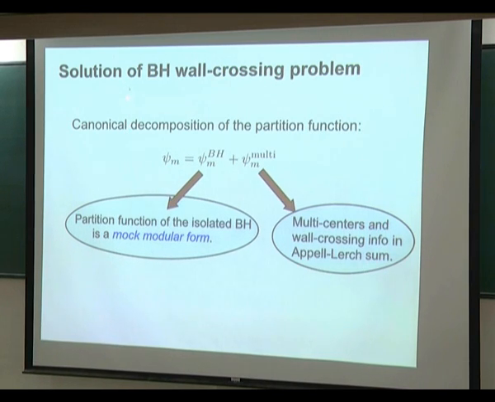So the answer is that these functions psi_m can be canonically decomposed into 2 functions, one of which we call the black hole partition function, the other one we call the multi-center black hole partition function. The black hole degeneracies are coefficients of this object, and the multi-centered degeneracies are coefficients of this. There's a unique way to do this, and the point is that this partition function of the isolated black hole is a mock Jacobi form.